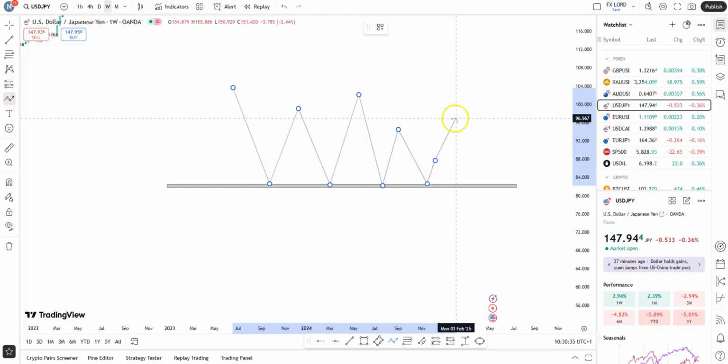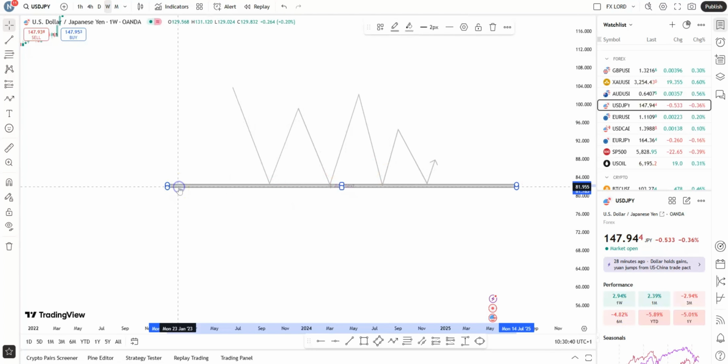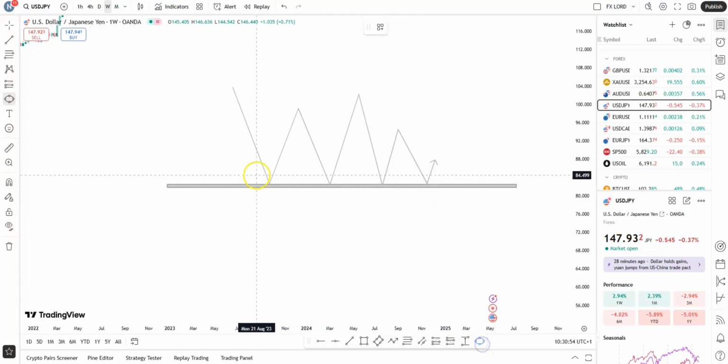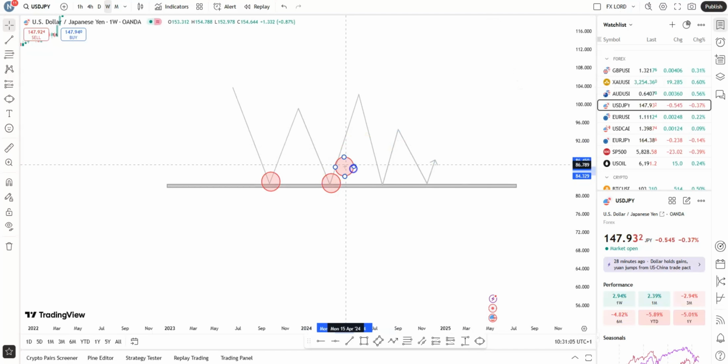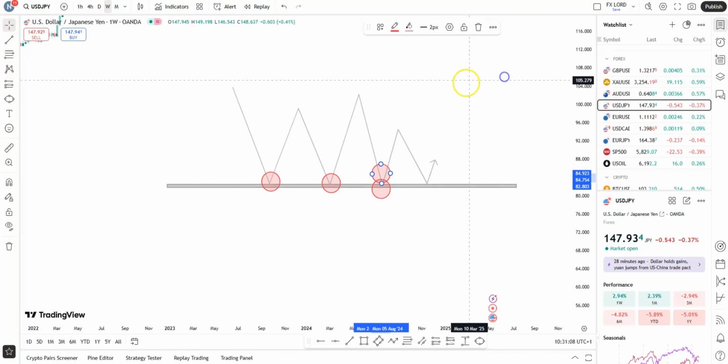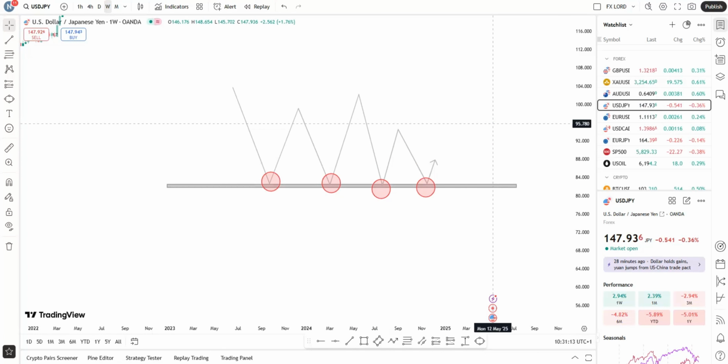Now, this is a concept. What is this telling you? This support level is preventing the price from going further downward. Every time the price comes to the support level, it bounces back. That is one of the ideas behind support. You want to trade the support level.